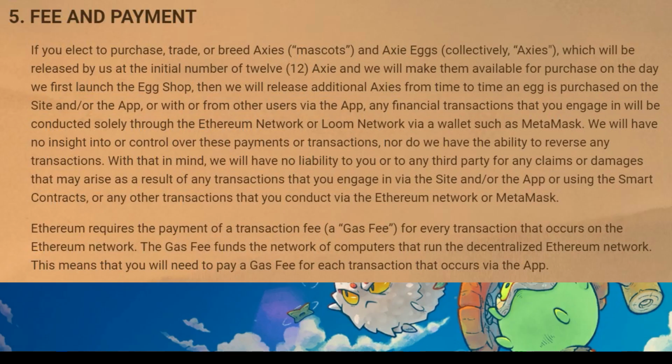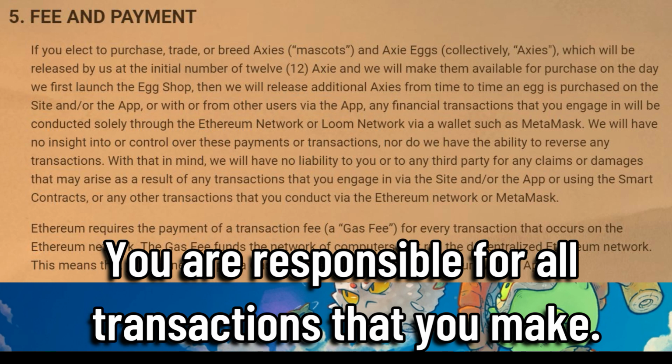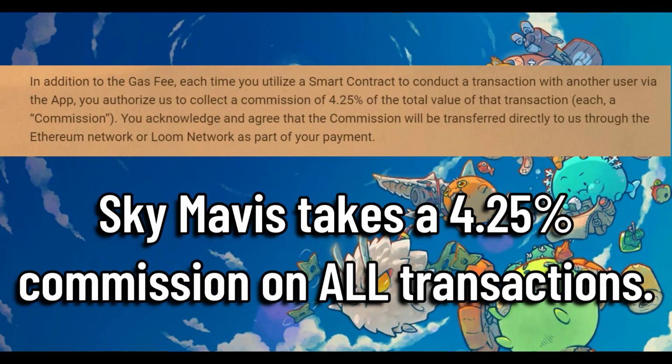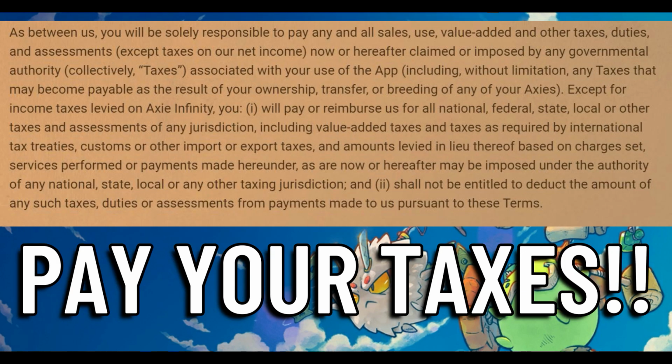Number 5. Fee and payment. This section just states that the game runs on the Ethereum blockchain and that you are responsible for the transactions you make. If you accidentally sent something to the wrong address, well, that's your own fault. In addition, whenever you conduct a transaction with another user, Axie Infinity will take a 4.25% commission for the value of the transaction. I personally haven't sold anything myself, but I assume that this commission is taken whenever you sell Axies or land. The last part of the section just means if you make money through the game, you are responsible for paying your taxes depending on your country's rules.